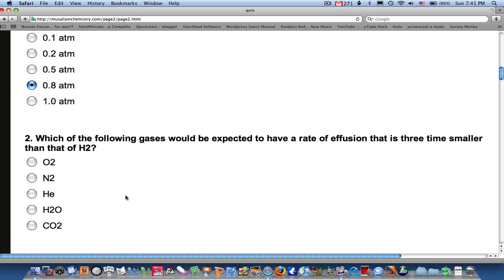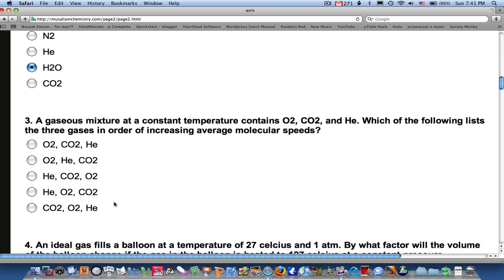Which of the following gases would be expected to have a rate of effusion that is 3 times smaller than H2? Well, there's a square root involved. So if it's 3 times smaller, it must be 9 times heavier. H2 is 2 grams per mole. 9 times 2 is 18. 18 grams per mole is H2O.